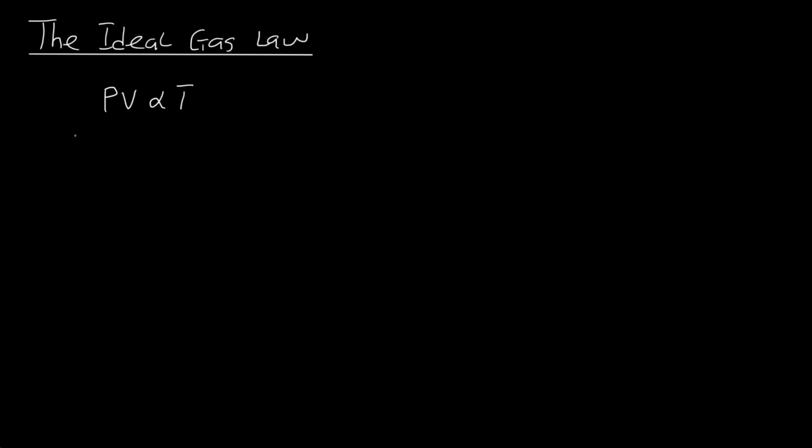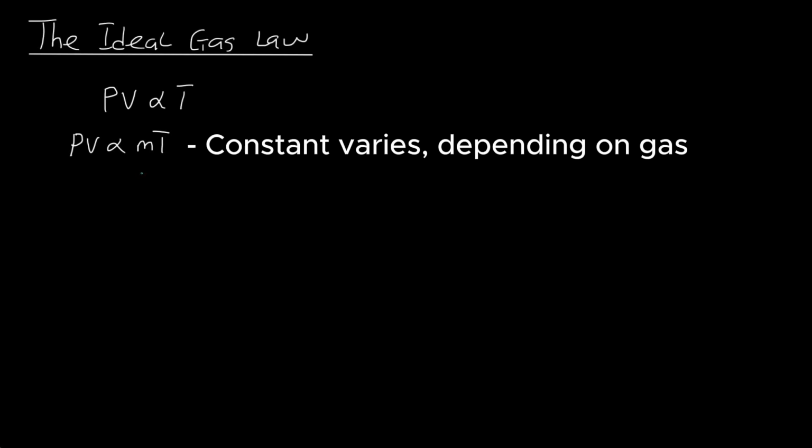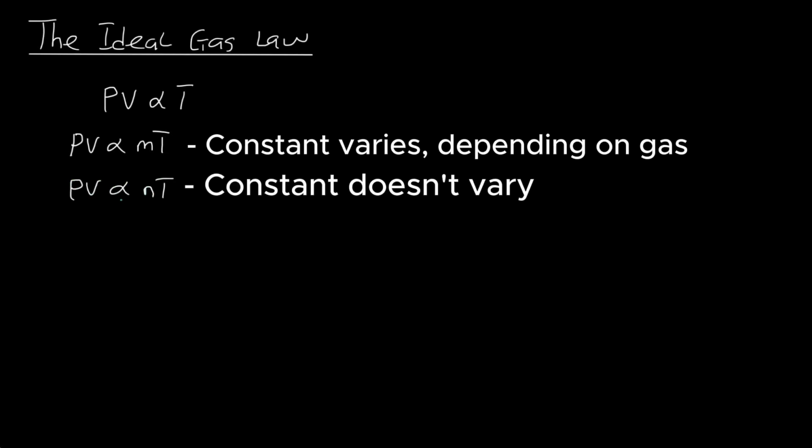The product of pressure and volume also depends on the quantity of gas present, so it's also proportional to the mass of the gas. We can make this into an equation by introducing a constant of proportionality. For this relation, the constant varies depending on whichever gas is being observed. However, it has been observed that the constant of proportionality turns out to be the same for all gases if we use the number of moles instead of mass.